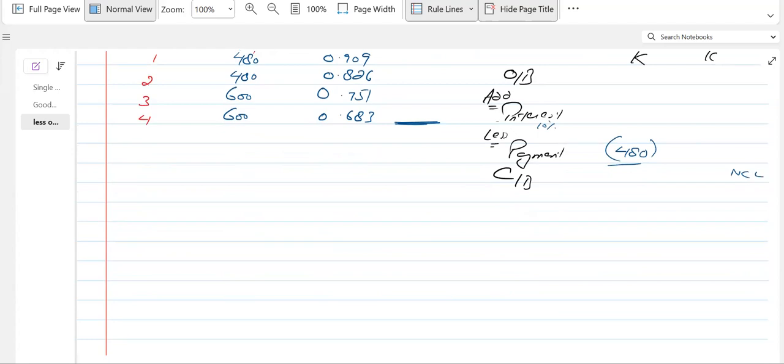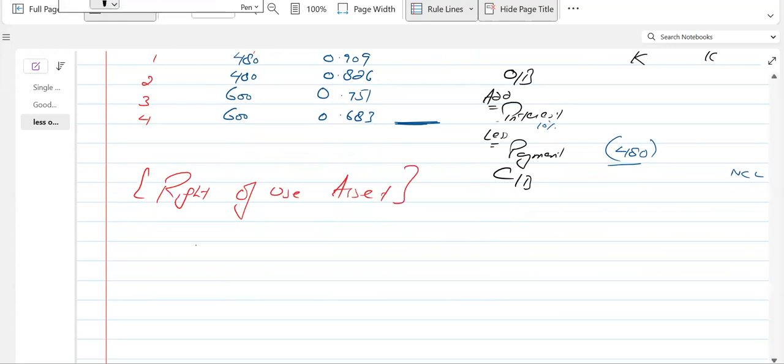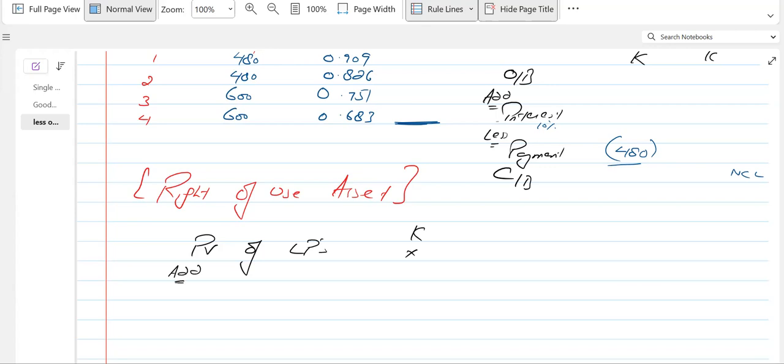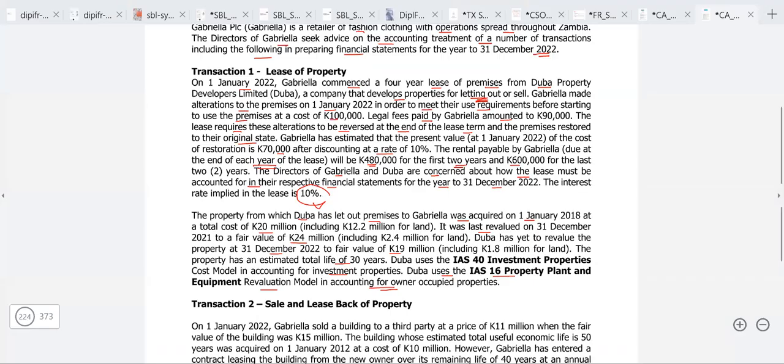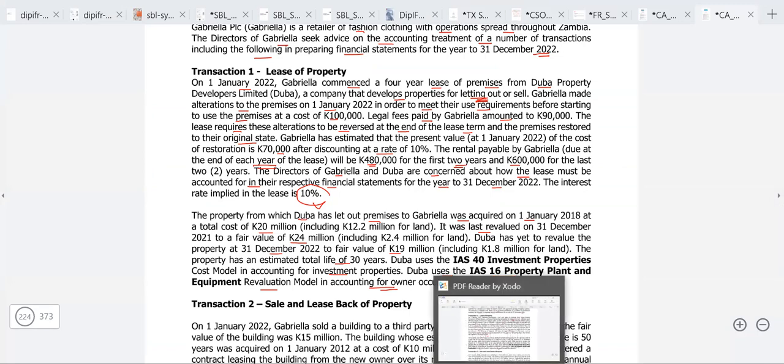Now we have the right of use asset. So how do you calculate the right of use asset? The right of use asset is calculated at the present value of lease payments, which you calculated from the above working. We add the down payments. Do we have any down payments, any advance payments, being made within the equation? No, we don't have any down payments.